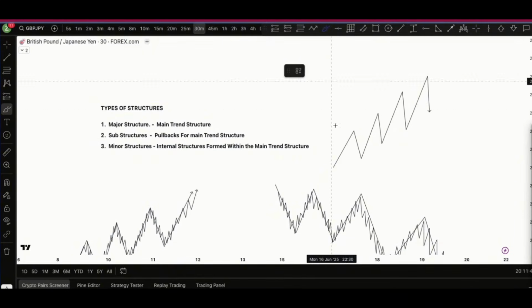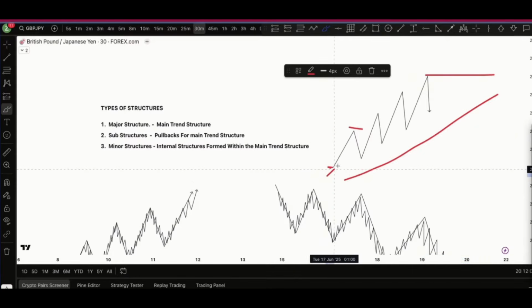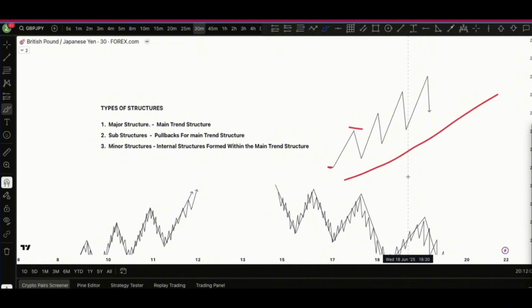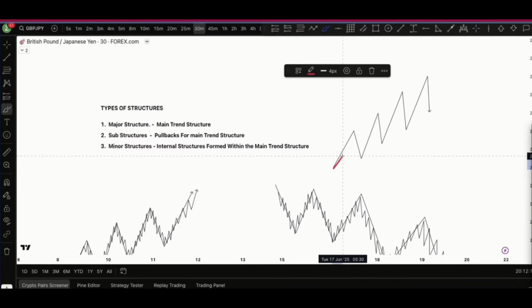So let's say this is a bullish market. This one, that's our bullish market. So this move from this low to this high, then up to this level, this is our main structure. Are we together? That is our main structure. So within the main structure, we have a substructure and a minor structure. So let's say this move here to here, that's a main structure.